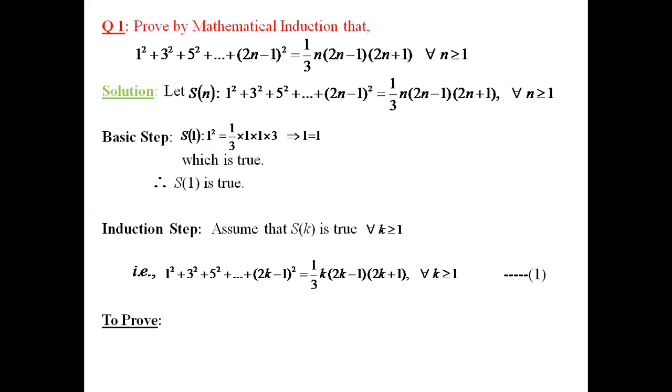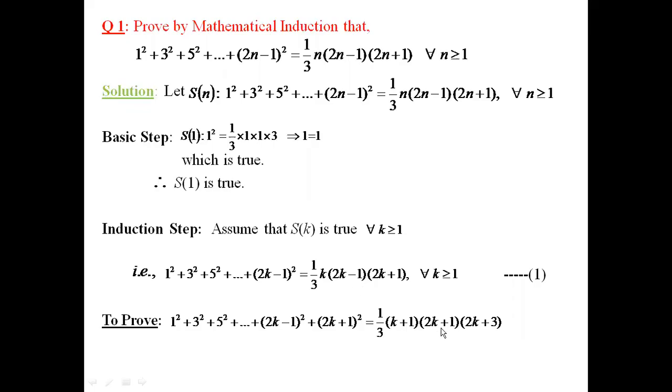Now to prove that the series 1 square, 3 square plus 5 square etc. up to 2k plus 1 whole square is equal to 1/3 of k plus 1 into 2k plus 1 into 2k plus 3. So how did we get this expression in the right hand part? By replacing k by k plus 1 in equation 1, we will be able to get this.